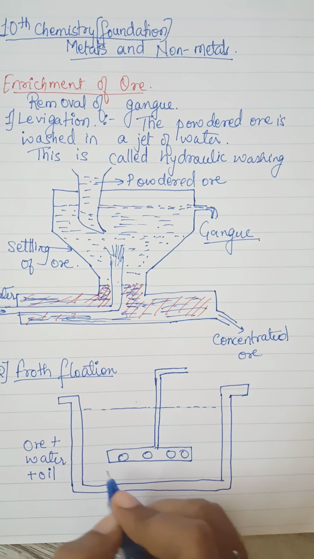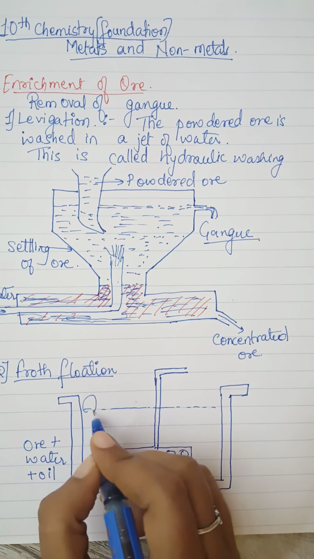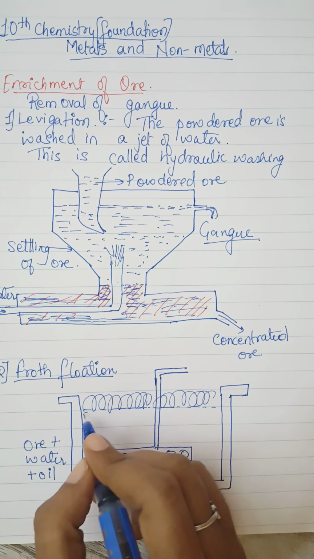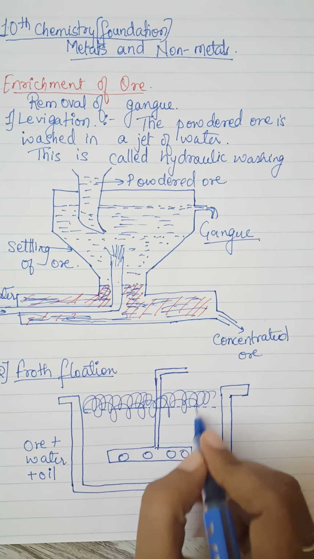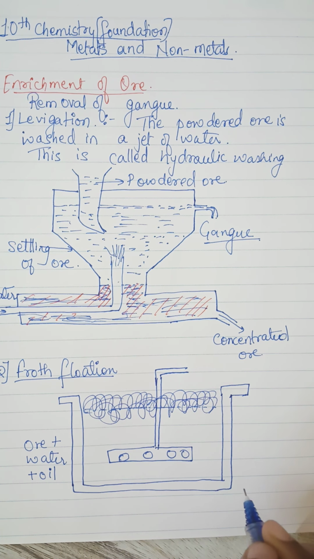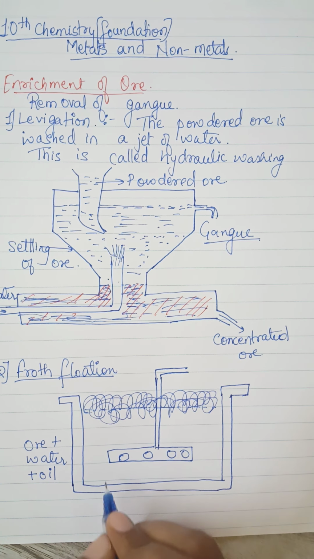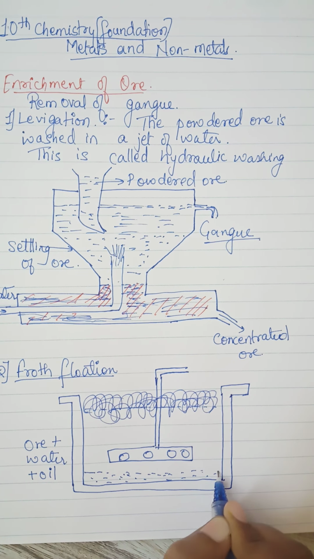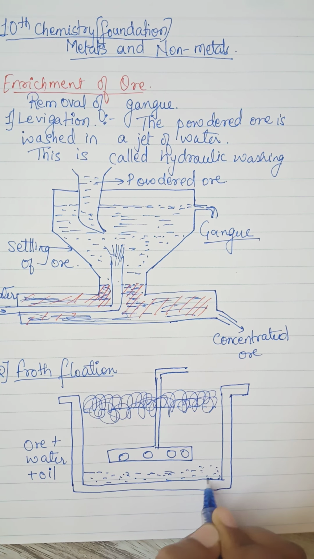And due to this, there will be formation of froth at the top of the container. Definitely this froth contains the metal particles, whereas the sand or dust particles are easily settled down at the bottom of the container. Clear? So this is nothing but froth flotation.